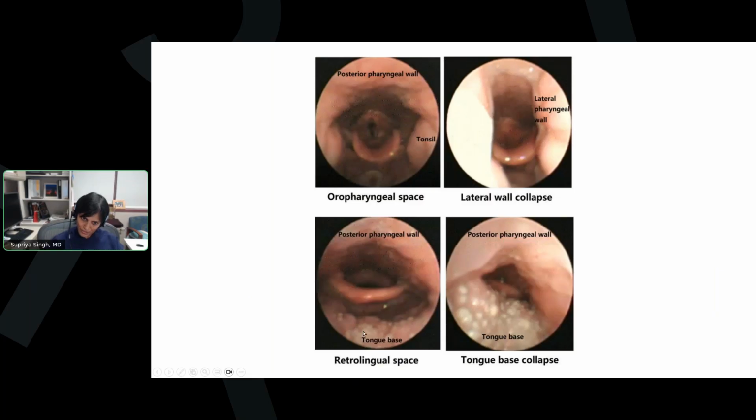In this case, this is the tongue base. We have to wait for the apnea to happen. So snoring and apnea is what we are waiting for when we do a DISE with sedation. And this is where the apnea happened. And the reason is that the tongue base went towards the posterior pharyngeal wall and closed off the epiglottis.